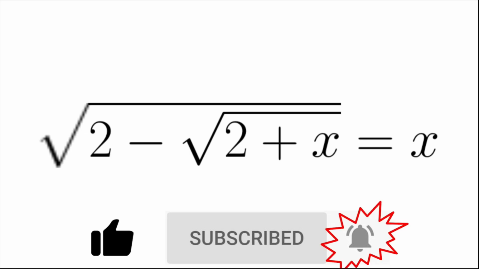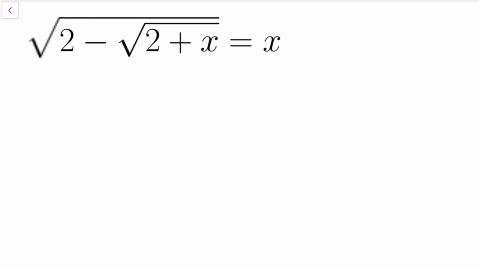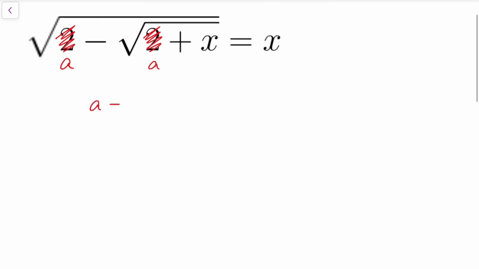To solve this equation, I'm going to look at a more general case, which is replacing this constant 2 by another unknown. Let's call it a. So if I want to solve this equation with two unknowns, I'm going to square both sides. a minus square root of a plus x equals x squared.